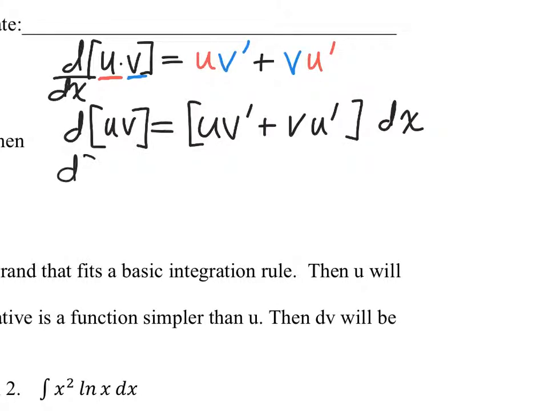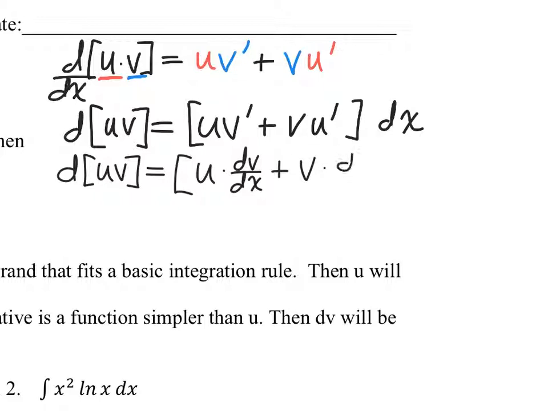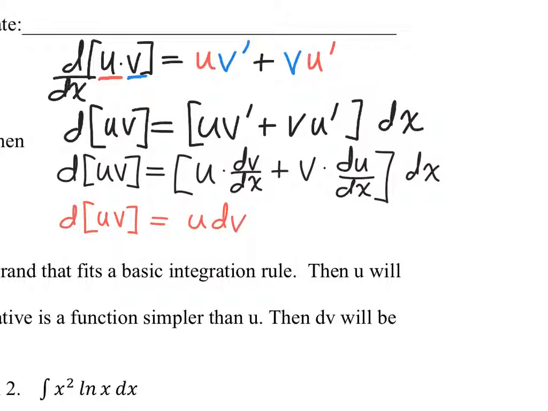So v prime is the same as dv/dx. u prime is the same as du/dx. If you multiply through with a dx, we now have d(uv) equal to u dv plus v du.